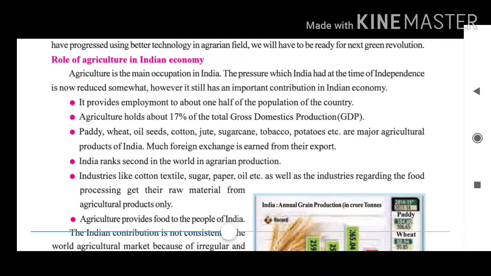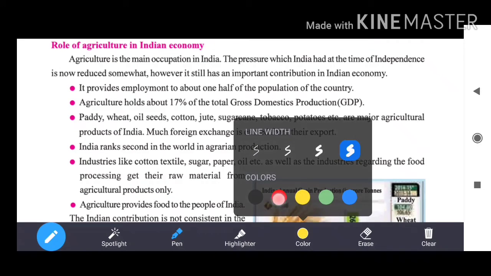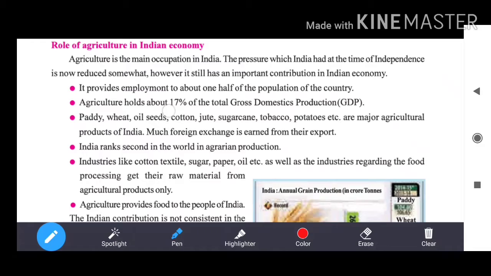It provides employment to about one half of the population of the country. Agriculture holds about 17% of the total gross domestic production. So GDP, it says it holds 17% of the total gross domestic production. How much? So we'll just highlight it. It is holding about 17% of the total gross domestic production, that is GDP.